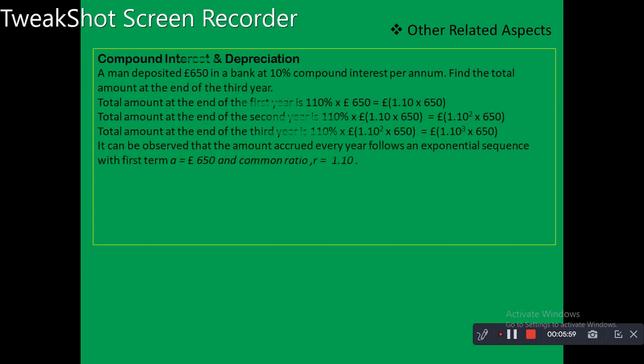Now let's look at other aspects that are related to this geometric progression. We'll be looking at the aspects of compound interest and depreciation. Now, a man deposited 650 euros in a bank at 10% compound interest per annum. We have to find the total amount at the end of the third year.